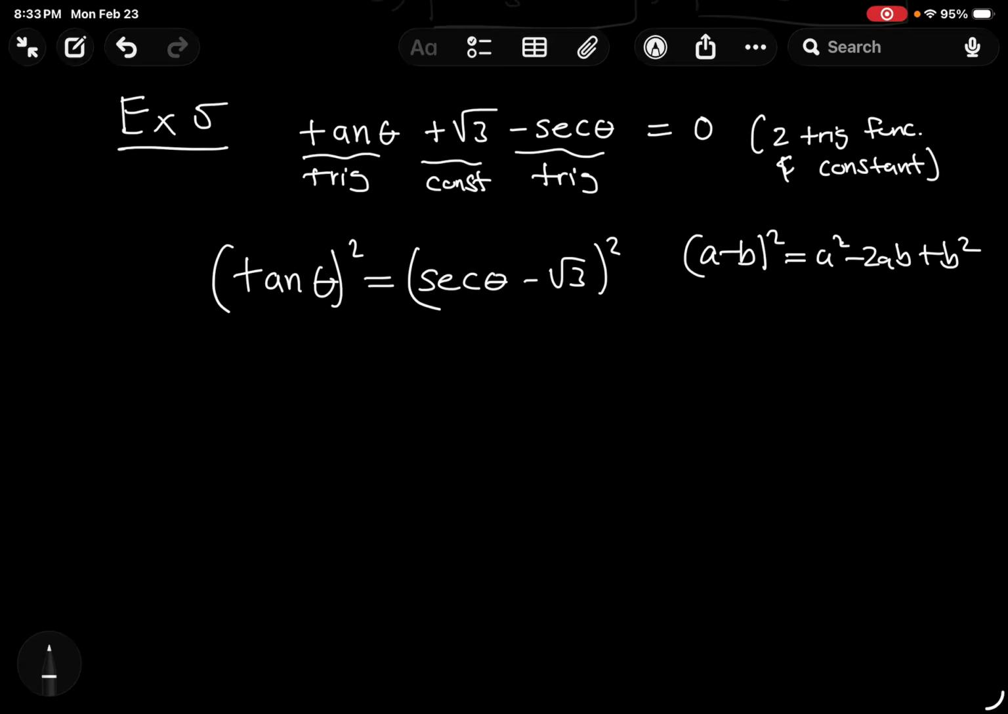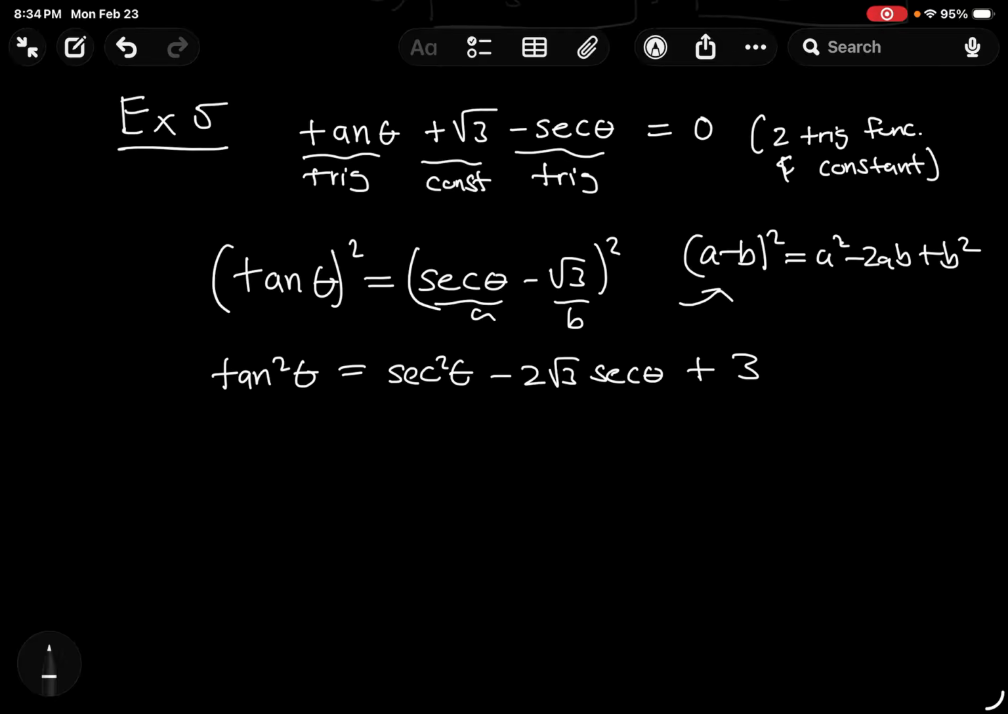Okay, so if I square the left side, there's no issue here, that's tangent squared theta. If I square the right side, this is my a, this is my b. Here's the formula for reference. You square the first term, you get secant squared theta, minus 2 times ab. So 2 times ab would be 2 root 3 secant theta, and then plus the last term squared. Well, root 3 squared is just 3. So a little bit of foiling.